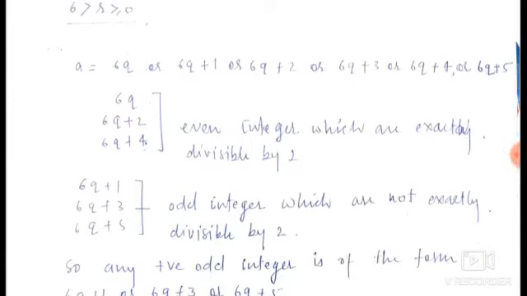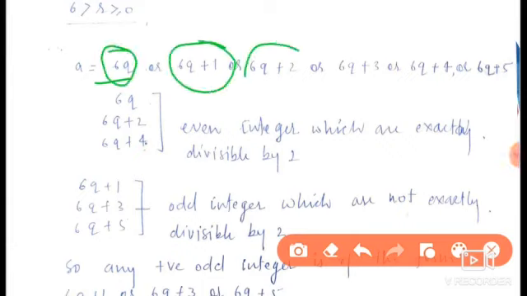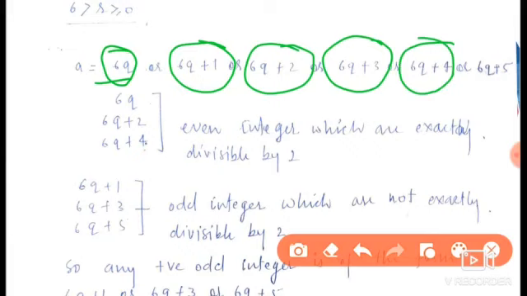The remainder can never be negative. Okay, then a can be written as: when r = 0, 6q; when r = 1, 6q + 1; when r = 2, 6q + 2; when r = 3, 6q + 3; when r = 4, 6q + 4; and when the remainder is 5, 6q + 5.